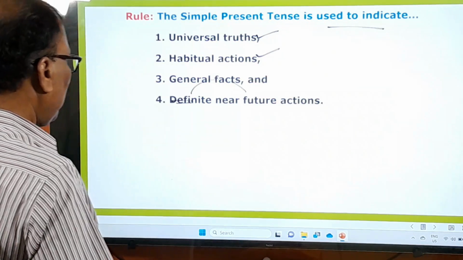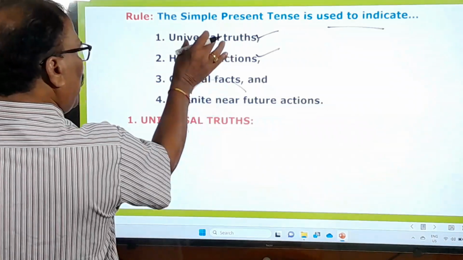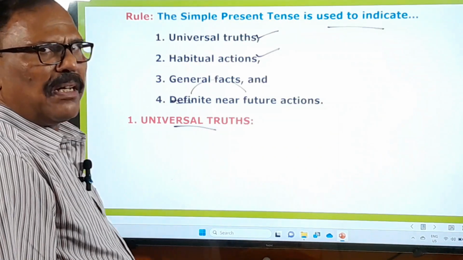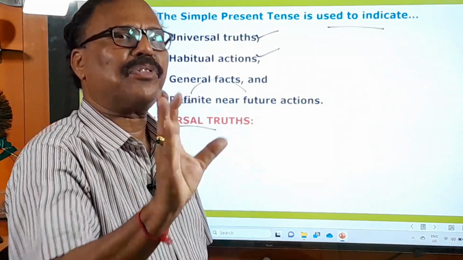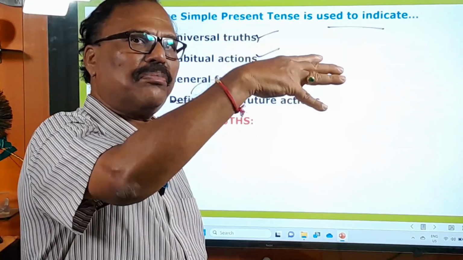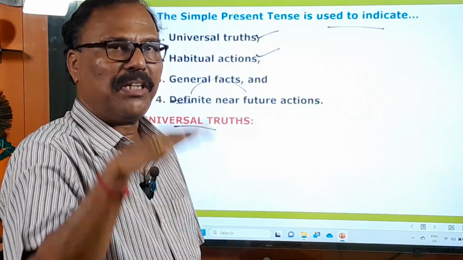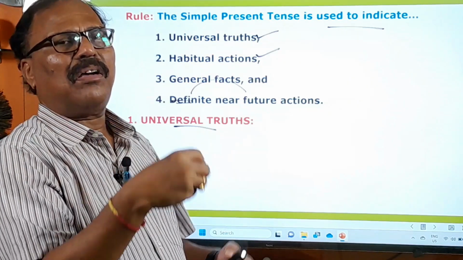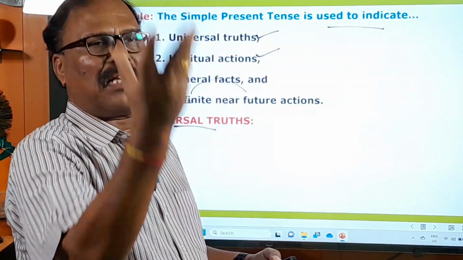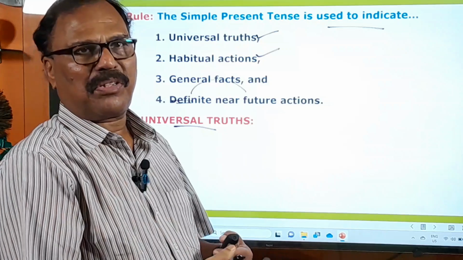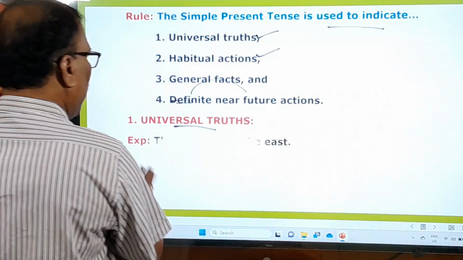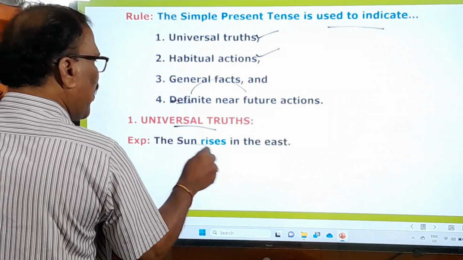Clear? And example for universal truths. Universal truths means truths that are forever truths, that were true, that are true, that will be true. Such things are called universal truths. What are they? Here, to say such things, we use this simple present. The sun rises in the east.